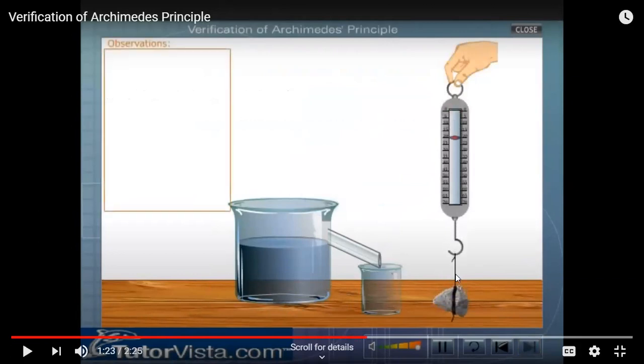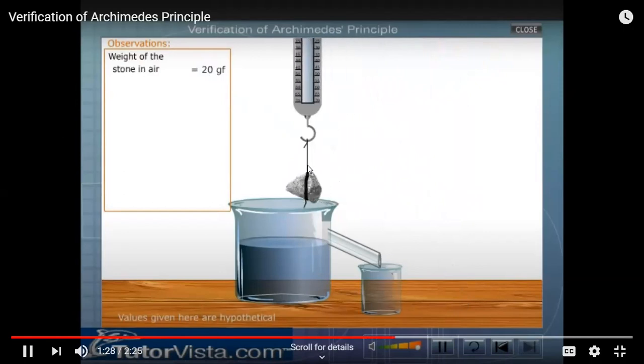So we are now suspending the stone with a spring balance such that we get its weight in air, that is before placing it in the water. So its weight is recorded. You can see here the weight is 20.